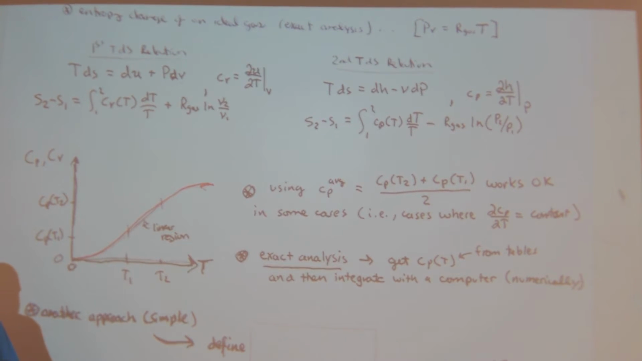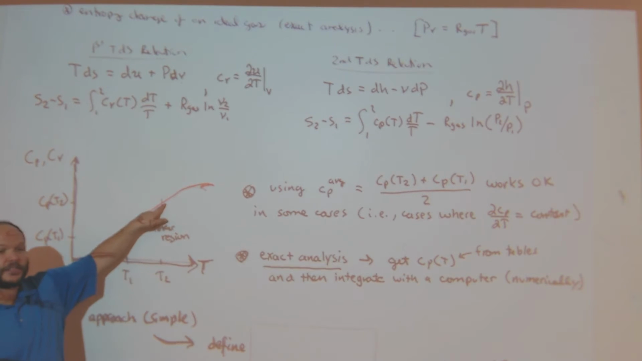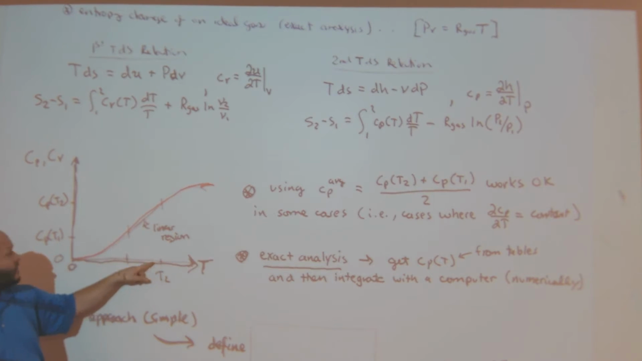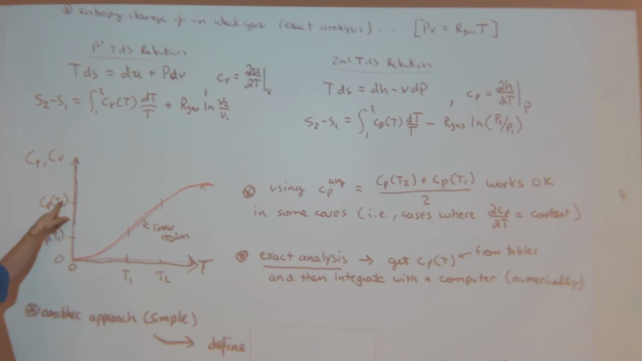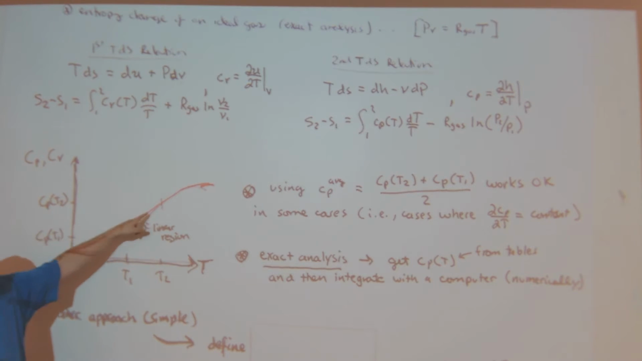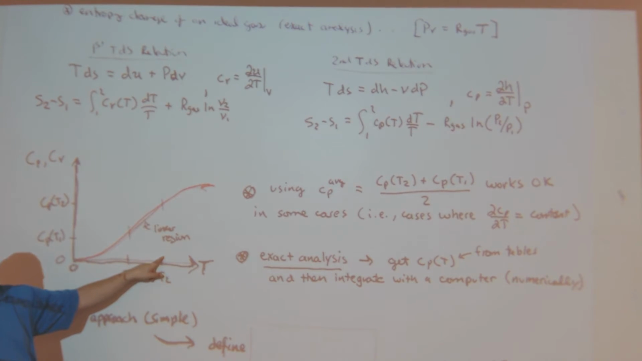One of your fellow classmates said it goes down, yes. It's discontinuous. So if this is water, this value is on the order of 4 kilojoules per kilogram Kelvin. When I go from liquid, it jumps all the way down to here.